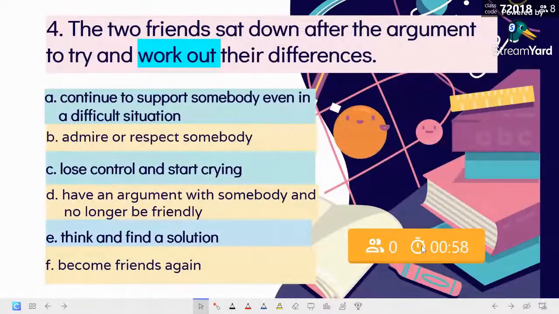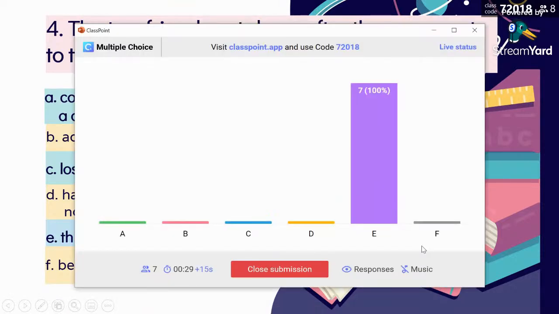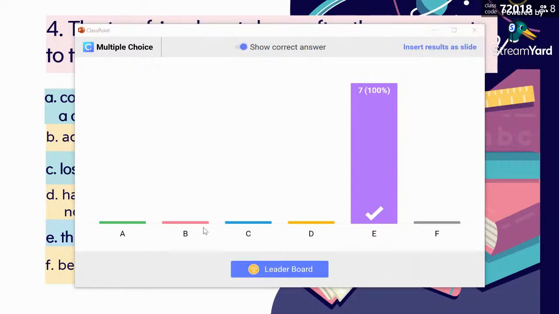Okay, the two friends sat down after the argument to try and work out their differences. Work out. All right, that's why I'm telling you that certain phrases in different situations mean differently. So you must know and read the whole text. Okay, wow, 30 seconds all answered. Not bad. Okay, good. So the answer is E.